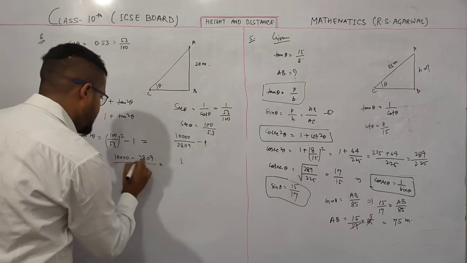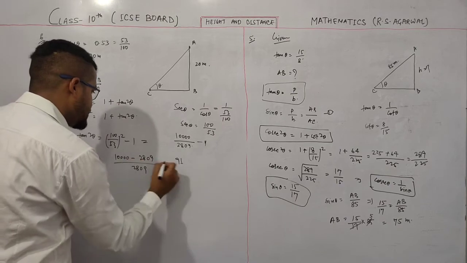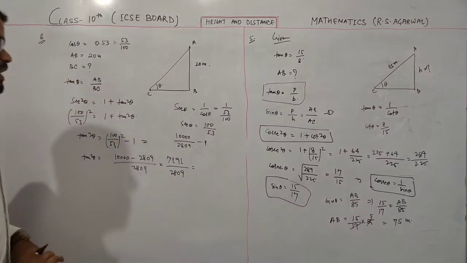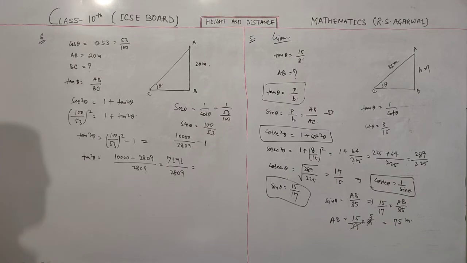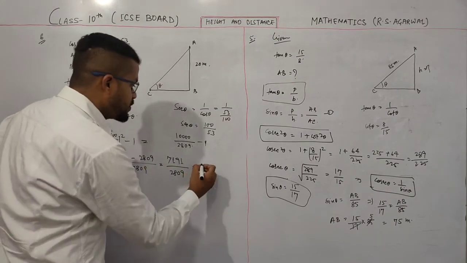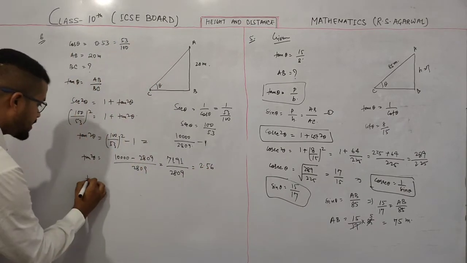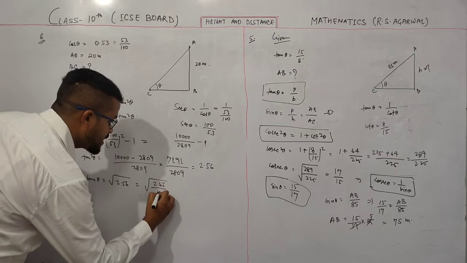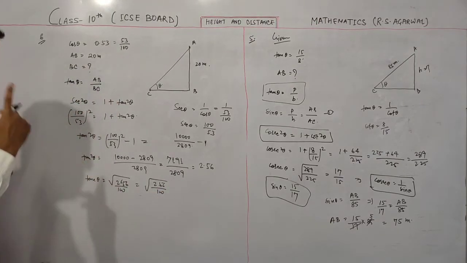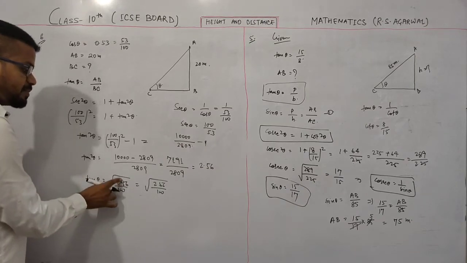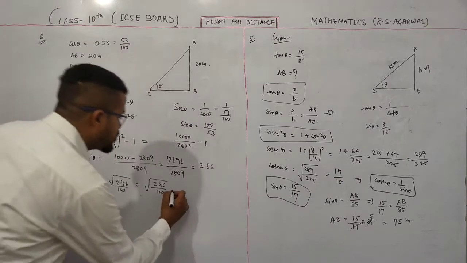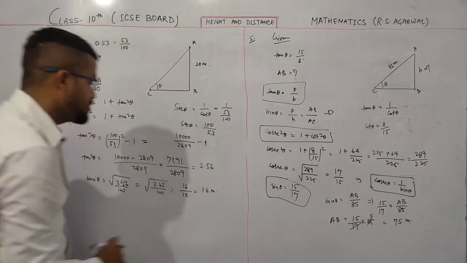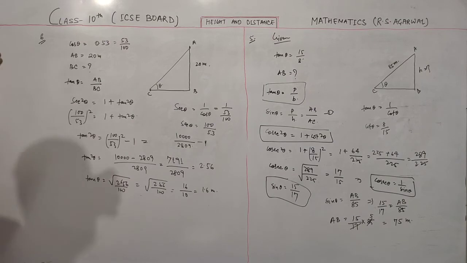So subtract these two values, you get 7191 upon 2809. So divide both these values, you get 2.56 and tan theta is equal to the square root of 2.56. So this is 256 divided by 100. Because there are 2 digits after the decimal, in place of the decimal I write 100 in the denominator. So 256 is the square of 16 and 100 is the square of 10. So this is 1.6 meter. Tan theta is equal to 1.6.